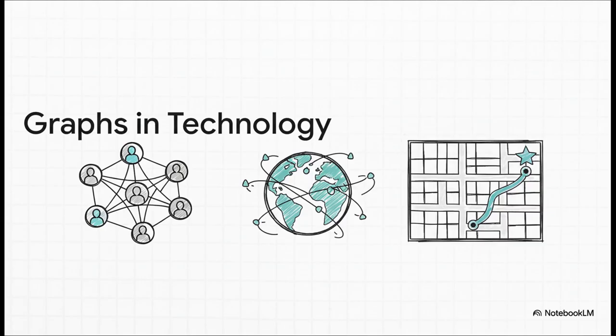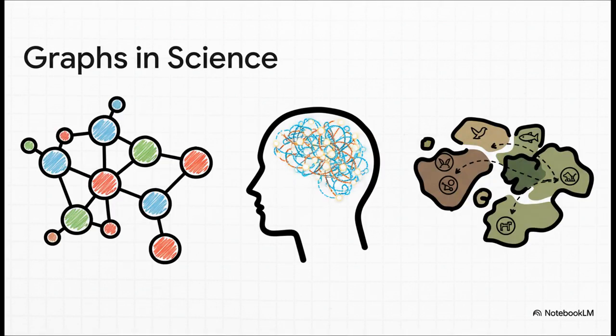The whole World Wide Web, that's just a giant graph where web pages are the dots and the links between them are the lines. And your GPS, that's nothing more than a program finding the shortest path for you in a gigantic graph where intersections are the dots and roads are the lines. It's everywhere. And it's not just tech, not by a long shot. This way of thinking is everywhere.